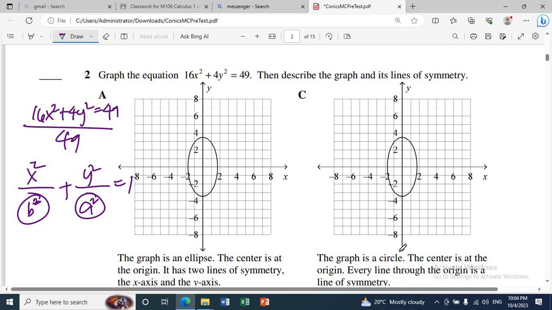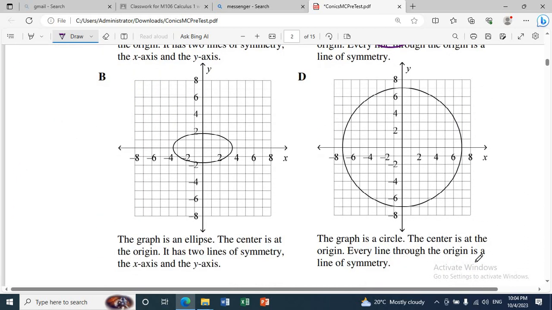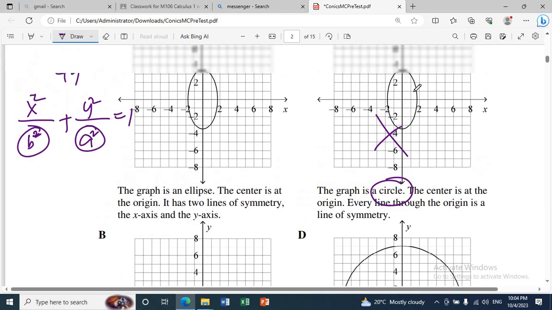So this one, the graph is a circle. This is already wrong. It's not a circle. This one as well. The graph is a circle is already wrong. So this one is correct. The graph is an ellipse. The center is at the origin. It has two lines of symmetry, the x and the y-axis. It's correct. The statement is correct.